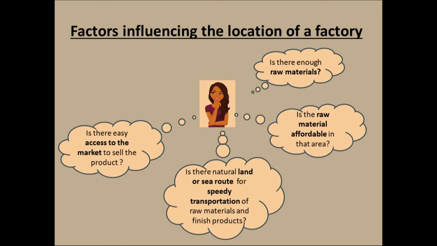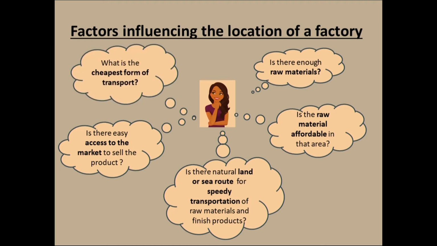Another factor that they need to consider is whether there is access to the market to sell the product. Once you're done with your product, obviously you need to sell it. So where the factory is, can it get access to the market? Obviously you need to build your industry or your factory in an area where there's ease of transportation, where you can easily access people, where you can easily access the market to sell the product.